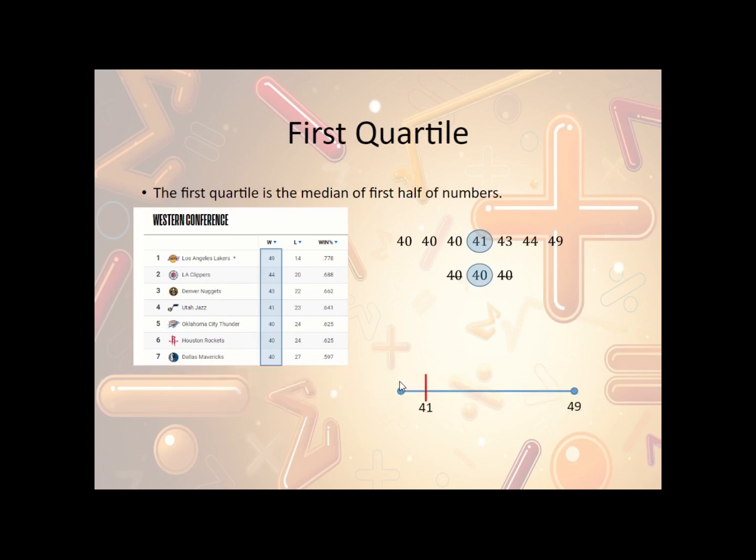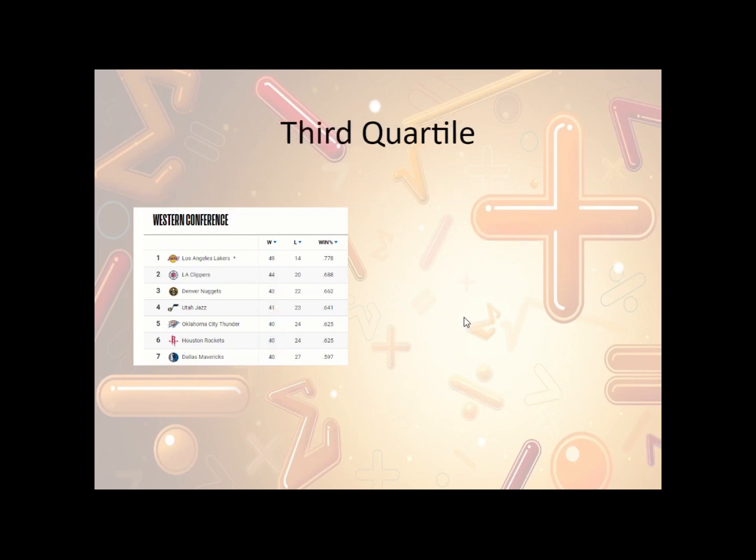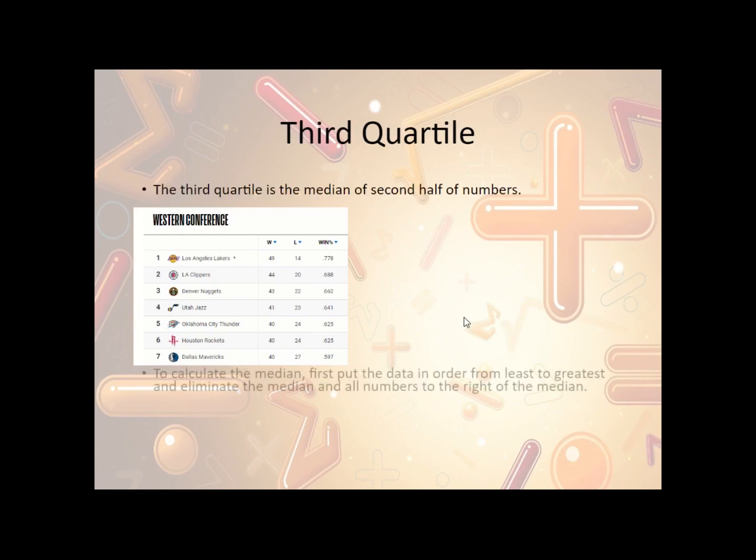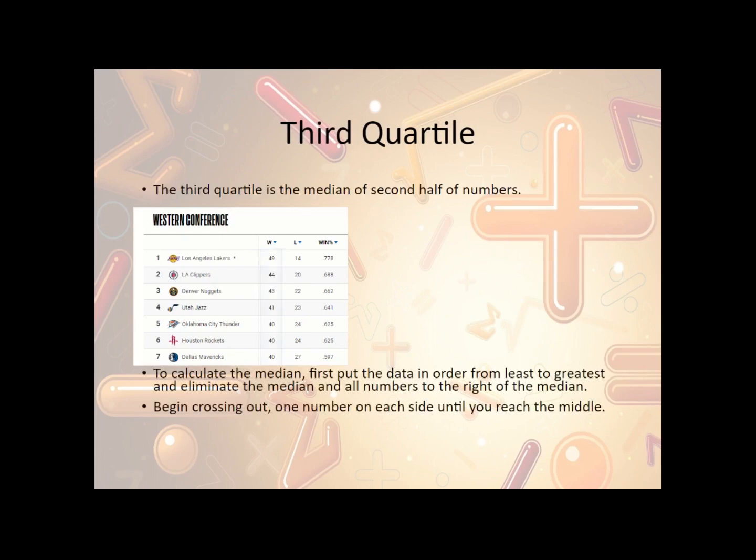So we're going to go here to 40, and we're going to draw our line right there. So there's the edge of our box. There's our median. Now we need to find the other edge of this box, and we do that by finding the third quartile. It's found exactly the same way, except we're going to look at just the right side of the median.